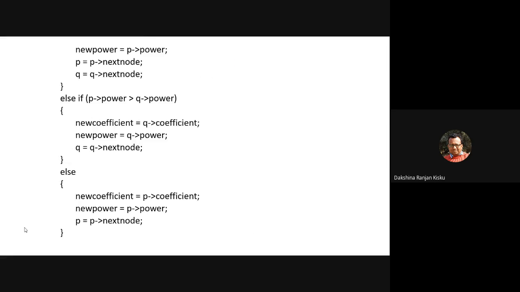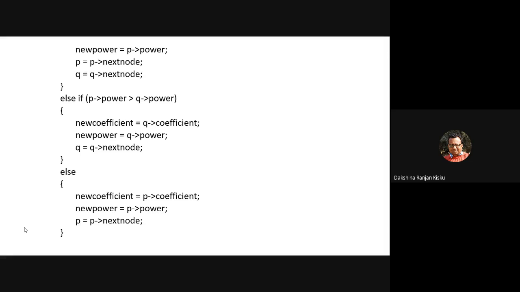Then new power will be assigned by p power. That means here we can assign either q power or p power. So here p power is assigned to new power, or we can assign q power to new power. Then we advance the pointers. That is why we write p equals to p next node and q equals to q next node. So here we are advancing both p and q to the next node, so that we can have the next non-zero terms for comparison.